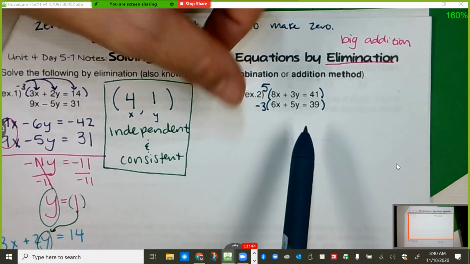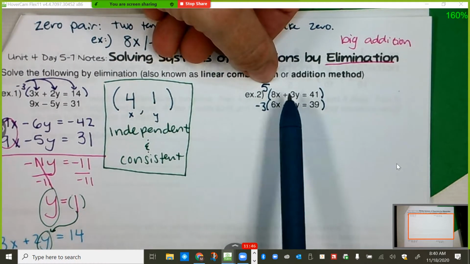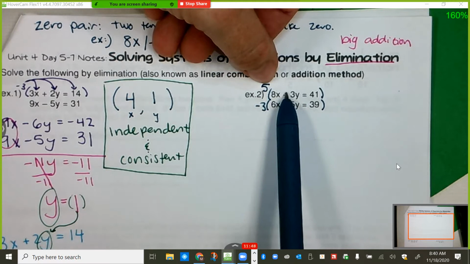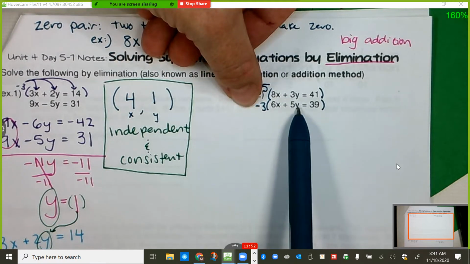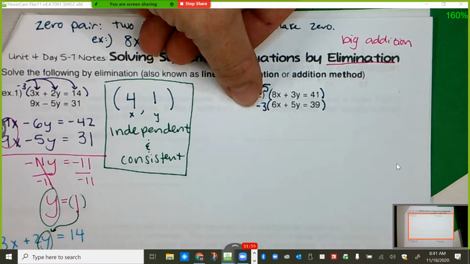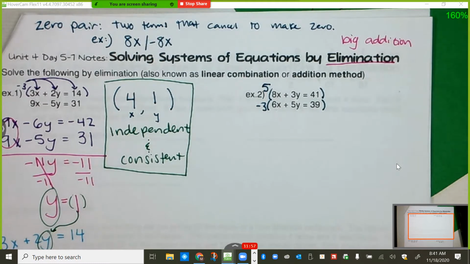So I'm going to multiply the top equation by 5, because that will make this a positive 15y. And the bottom equation by -3, because that will make this a negative 15y. Okay, and that will make it a zero pair, so I can solve for x, right?